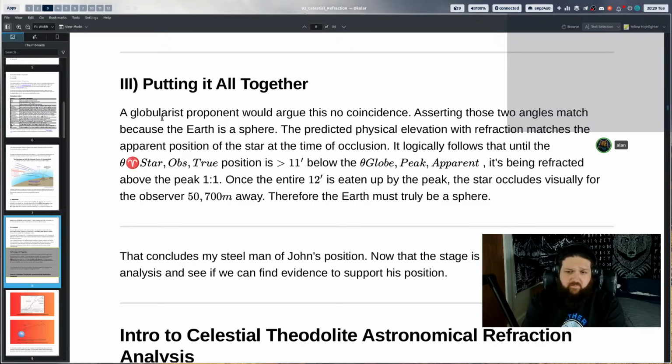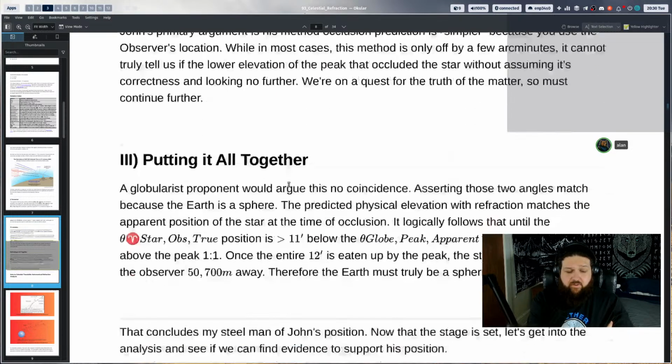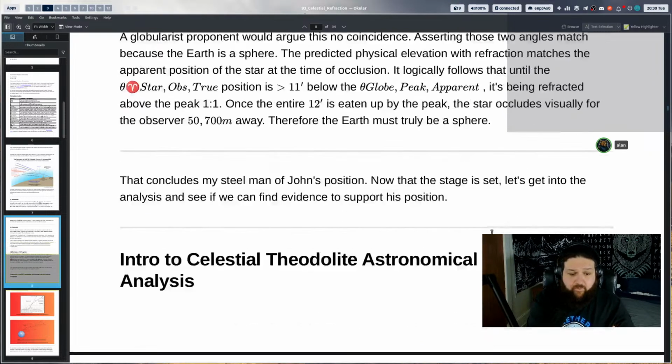The predicted elevation with the refraction matches the apparent position of the star at the time of occlusion. So therefore, the Earth is a globe. Now, this logically follows that if the star is 11 arc minutes below the peak, it's still being refracted above the peak 1-to-1. And once the entire 12 arc minutes is eaten up, putting the true position of the star at 2 degrees, 5 arc minutes, the star will no longer be visible. And that's where it gets visually occluded for the observer 50,700 meters away. Therefore, Earth must be ball, right? Pretty straightforward, seems pretty foolproof.